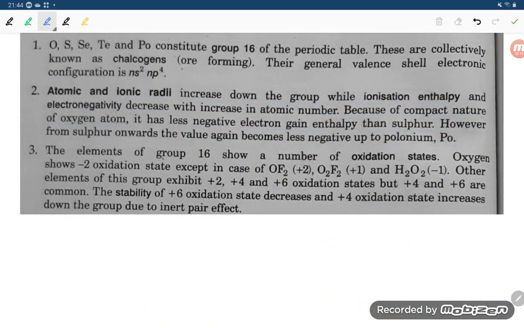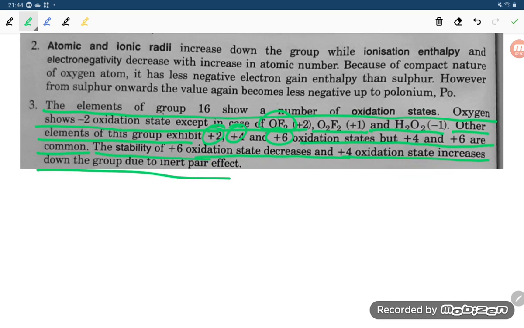Next point, student: the elements of group 16 show a number of oxidation states. Oxygen shows -2 oxidation state, except in the case of OF2, that is +2, O2F2 +1, and H2O2 -1. Other elements of this group exhibit +2, +4, and +6 oxidation states, but +4 and +6 are common. The stability of the +6 oxidation state decreases and +4 oxidation state increases down the group due to the inert pair effect.